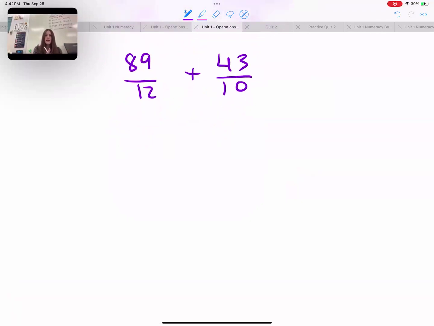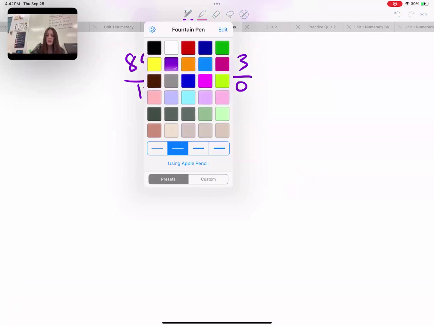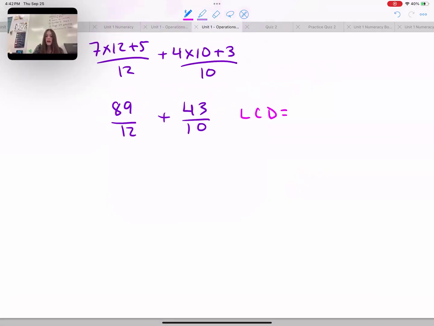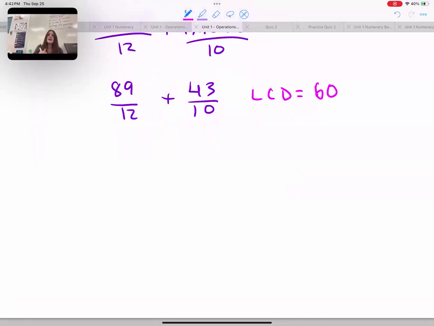So this is going to get a lot bigger pretty quickly because we are going to be putting it over a common denominator. So the lowest common denominator of 12 and 10 is going to be 60, which is pretty big. So we're going to do a lot of multiplication here. So here I am going to be multiplying 12 by 5 to make it over 60. Do the same thing to the numerator. And that is going to give me 445 over 60.